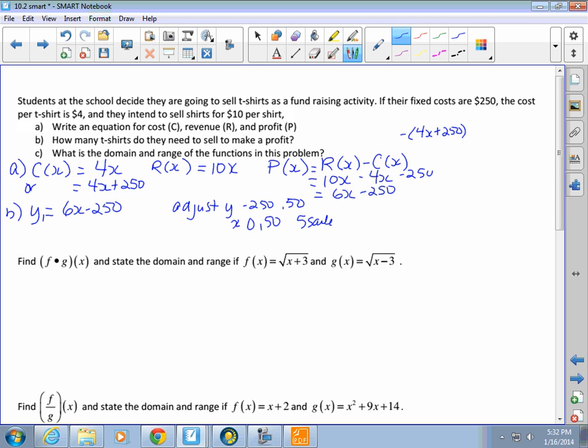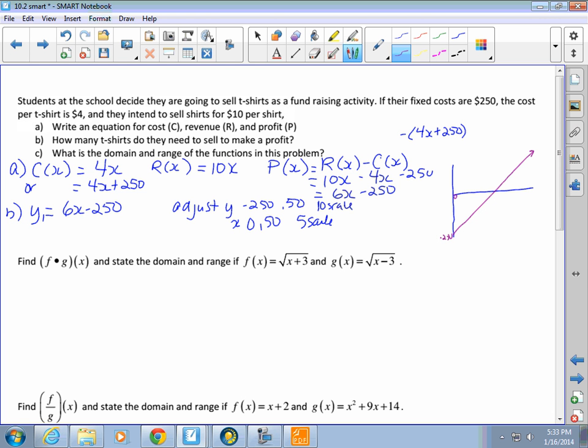On the x scale, I went up by 10s. So when you put this in your calculator, your graph is going to look like this. These will be your coordinates, and then your graph itself is doing this. Okay? So this is when you have 0 shirts here. That means you have a negative 250. This point here where it crosses the x-axis is the point where you are going to start making a profit.